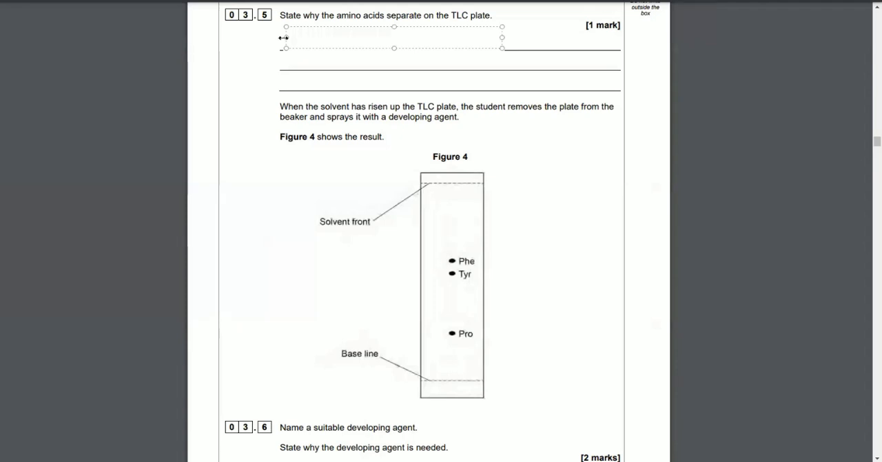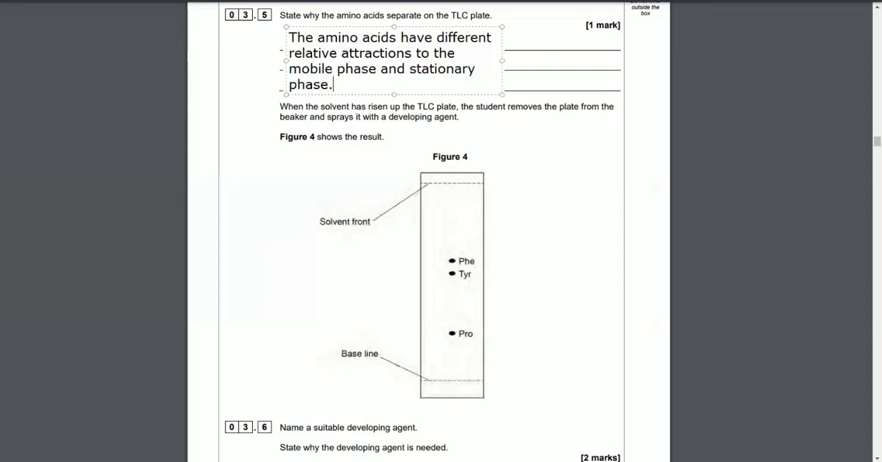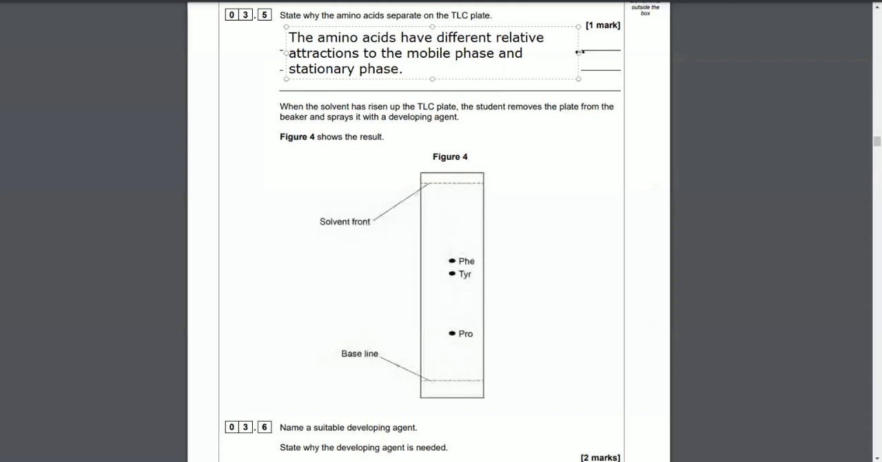phenylalanine has. So the reason why amino acids separate is because the amino acids have different relative attractions to the mobile phase and stationary phase. So different amino acids have different levels of attraction to the mobile phase and the stationary phase. There's a load of other ways we could word that. That would be good enough.